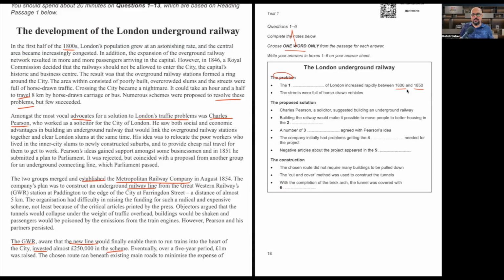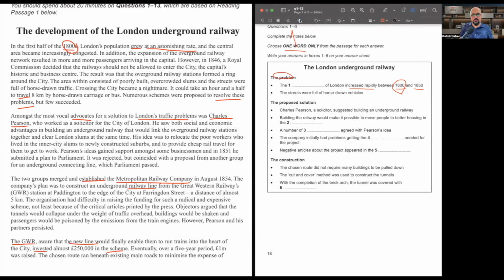So this is when we scan. We scan for the number. We find it here, and we read around it and look for parallel phrases. So London's population grew. We have increase rapidly, at an astonishing rate. This is about speed, and this is increase. So they are parallel. So the answer is London's population. So I would write.